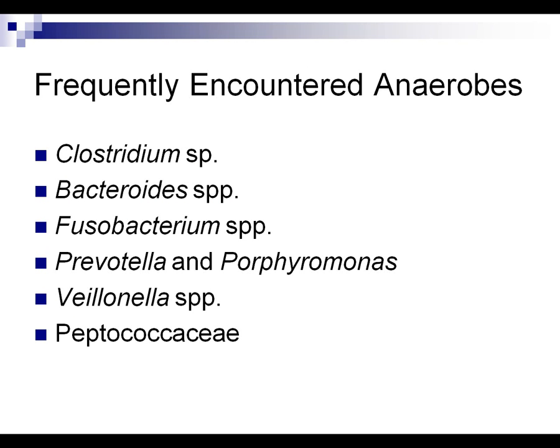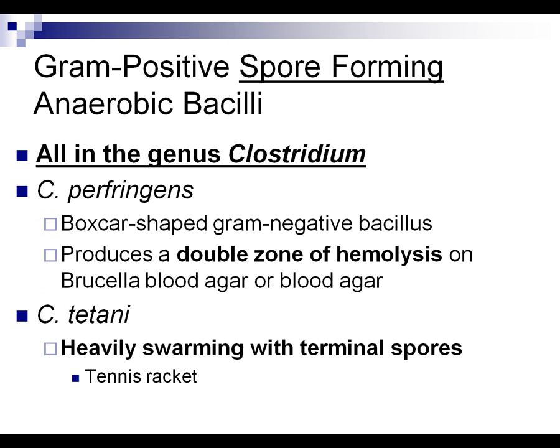So some frequent ones we're going to talk about are Clostridium species, Bacteroides, Fusobacterium, Prevotella, Porphyromonas, Veillonella, and Peptococcus. For some of these, and probably more than not, all you really need to know is the gram stain morphology. Is it a gram-negative rod, a gram-negative cocci, a gram-positive cocci, a gram-positive rod? So keep that in mind and keep those in line with the objectives. That way you're not studying more than you absolutely have to.